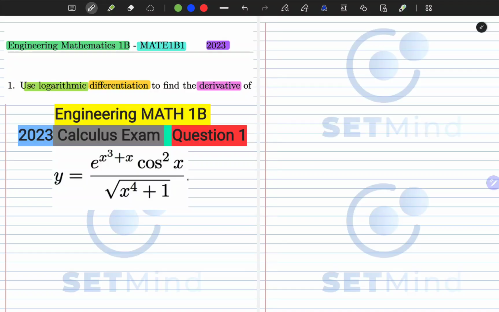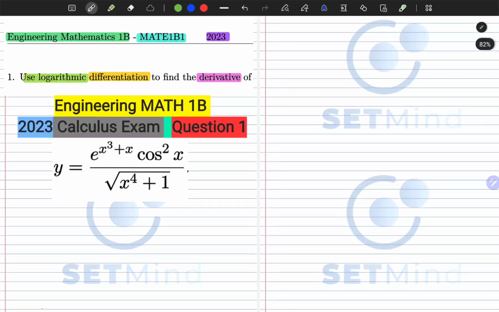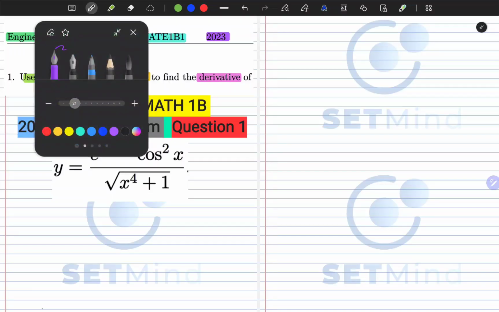In this edition, we are going to be looking at a 2023 calculus exam question, specifically question 1 for a course which is called Engineering Mathematics 1B. So this is a first year course. So the question reads, use logarithmic differentiation to find the derivative of the expression which is given there.